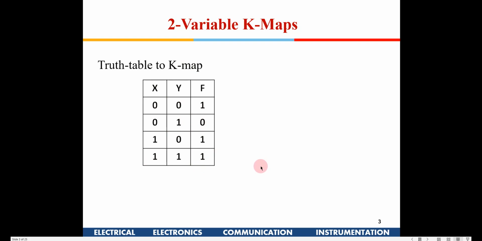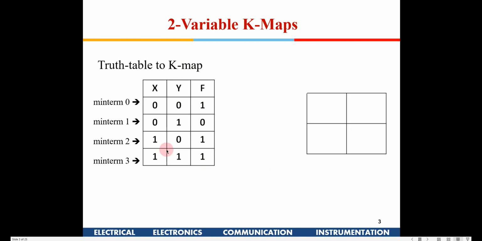From the truth table, how to make a KMap? Each of them, we know, is a min term: 0 0 is min term 0, 0 1 is min term 1, this is min term 2 and min term 3. This we learnt again in the last class. Now if you have to map these min terms onto the table, this is how we are going to write. This particular row represents x is equal to 0, and this particular row represents x is equal to 1. This column represents y is equal to 0, and this column represents y equal to 1.